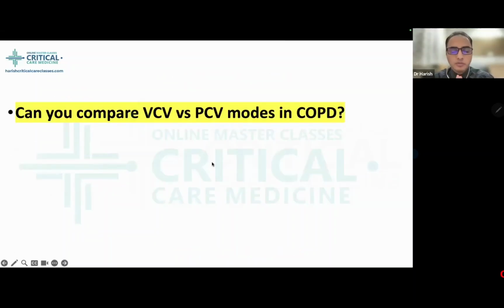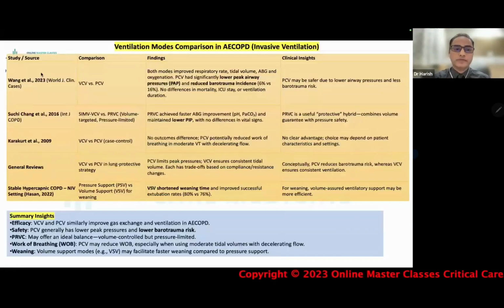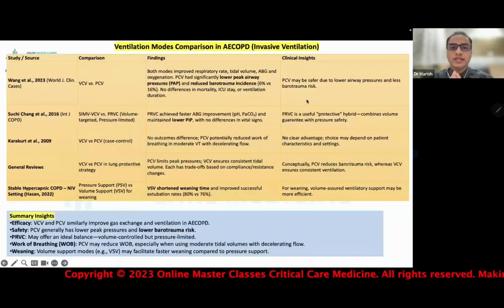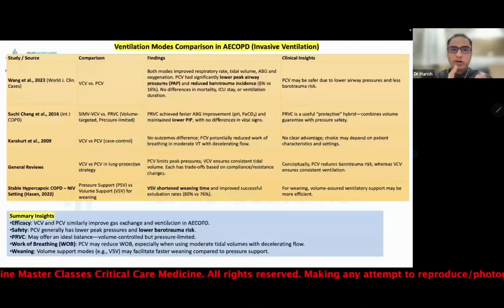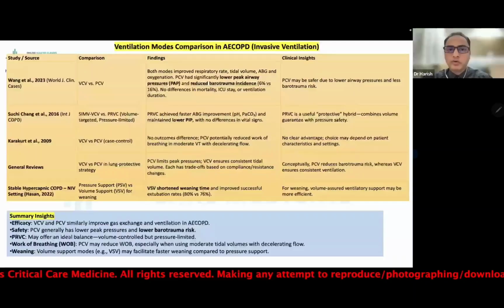So can you compare volume control or pressure control mode in COPD? Which is better? Is there any evidence like that? So if you see, lots of data is available. So these are the data which you can go through. So nothing is having a very good weightage in terms of volume control ventilation versus that of the pressure control ventilation in acute exacerbation of COPD.